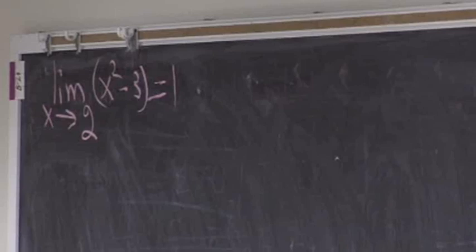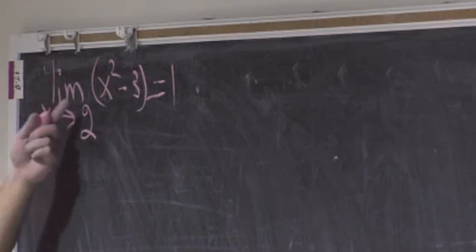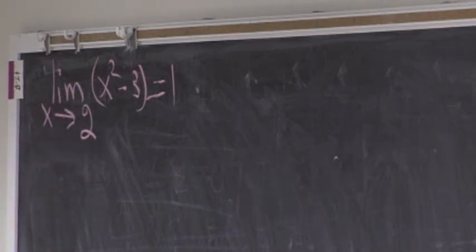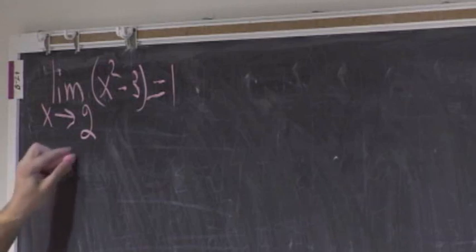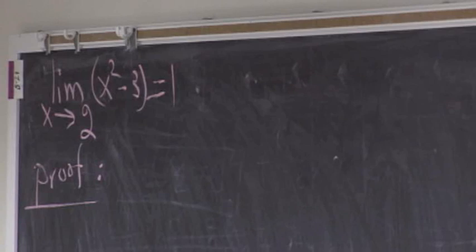As x goes to 2, x squared minus 3 equals 1. That makes sense? Well, calculation-wise, it kind of makes sense. Let's prove it.